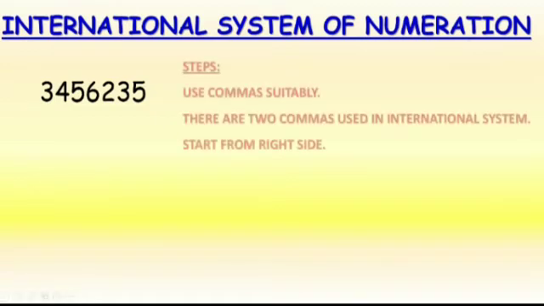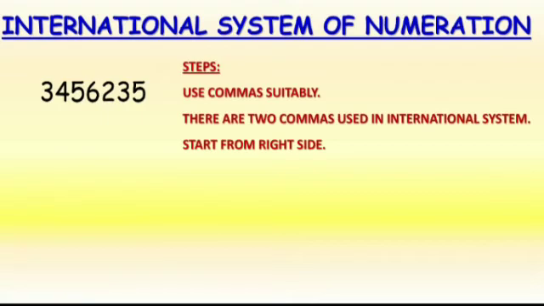Let's check the steps under International system of numeration. Here's an example: 3, 4, 5, 6, 2, 3, 5, and the steps under this system is as follow. So here also we need to use the comma suitably, and please note there are only 2 commas used in international system that starts from the right hand side. So basically counting 3 digits, please note both the commas will come after 3 digits.